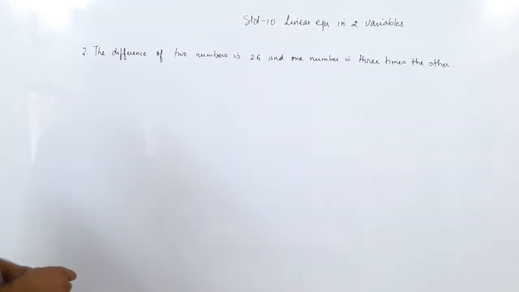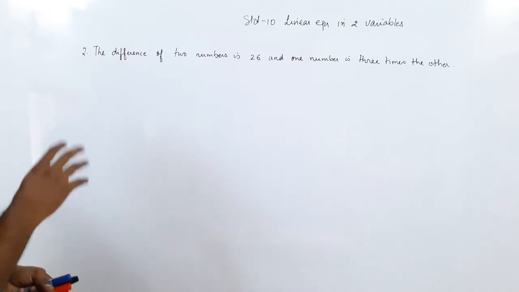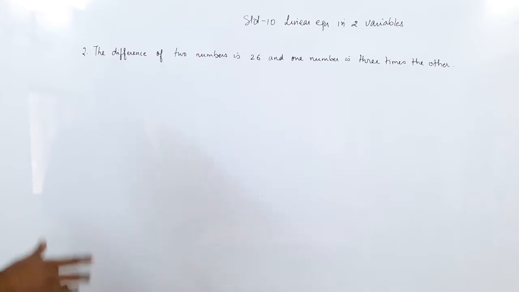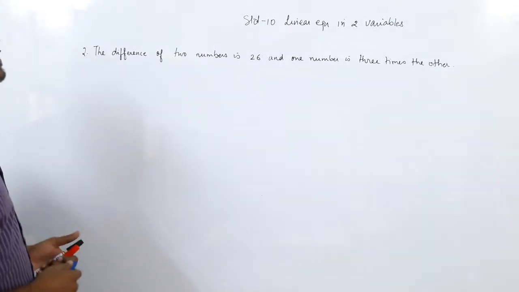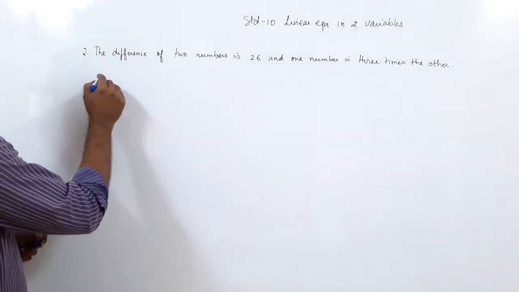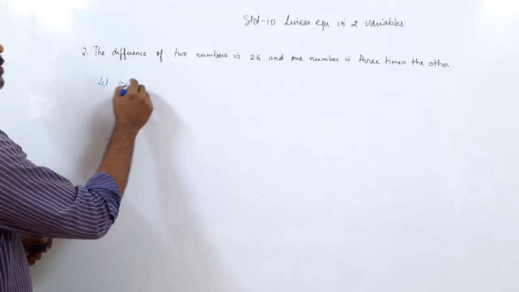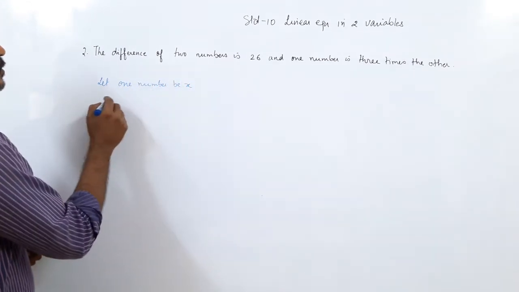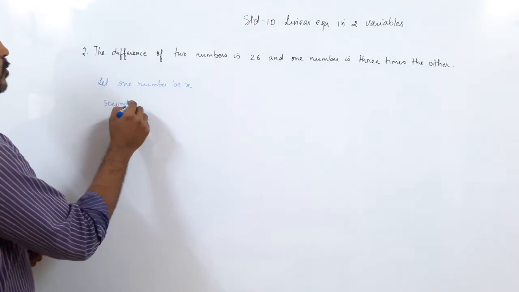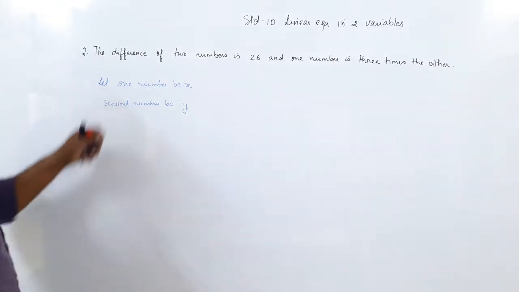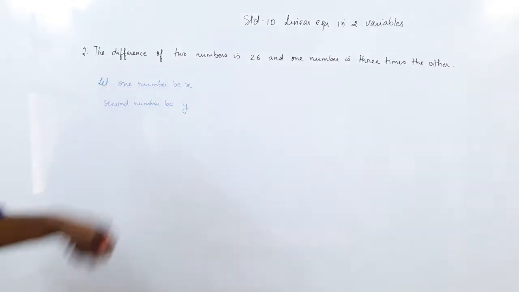But to solve this simple sum, you will have to find out the correct equation. So how do we make the equations? The difference of two numbers is 26. Now what does difference mean? Subtraction. So let one number be x and second number be y. Since we are doing two equations, we have taken two numbers, one is x and one is y.